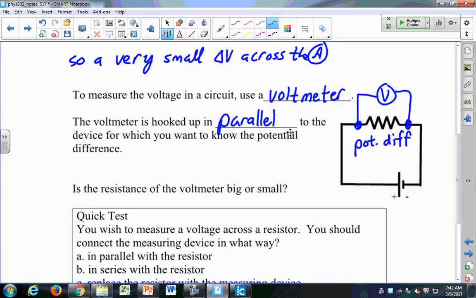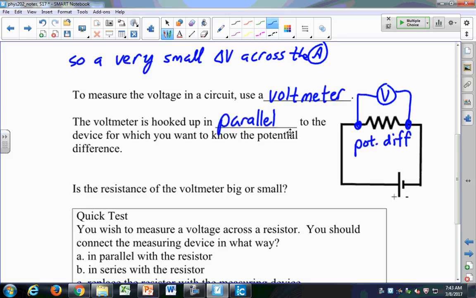Now, if we think about current flowing through this circuit, it comes up here, and that current is going to split at this junction. We'll get into this in chapter 4. It's something called the junction rule. But the current is going to split at that junction. Now, we want most of the current to go through this resistor. In fact, we want very little current to go through the voltmeter. The voltmeter has a resistance, but we want very, very little current to go through it. So therefore, should we have a big or a small resistance for the voltmeter?